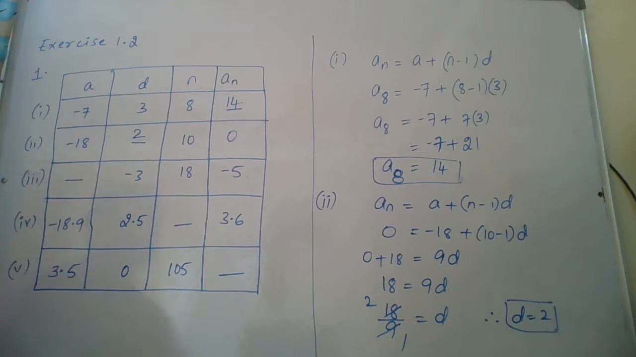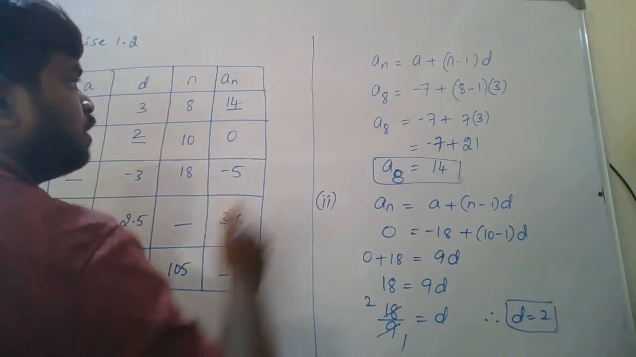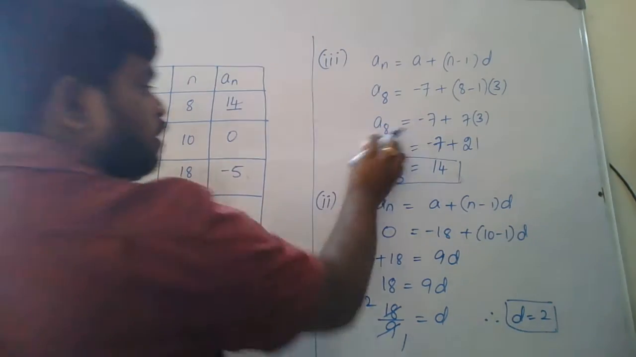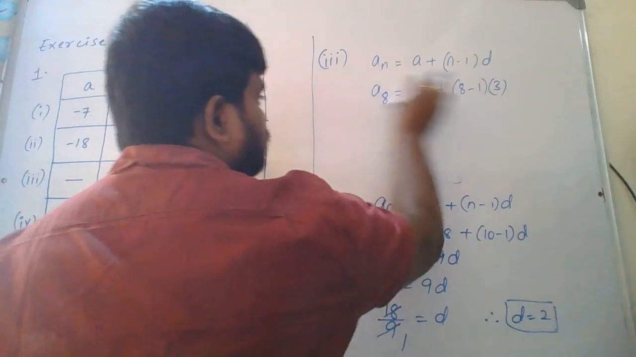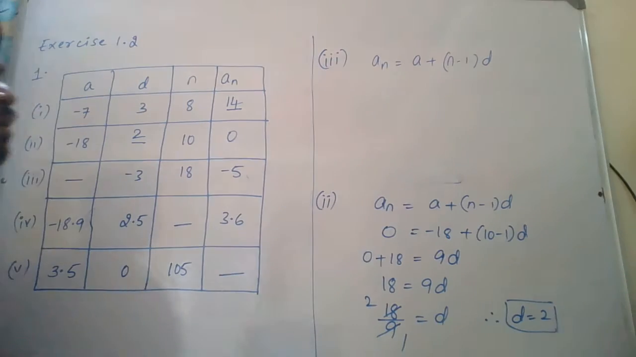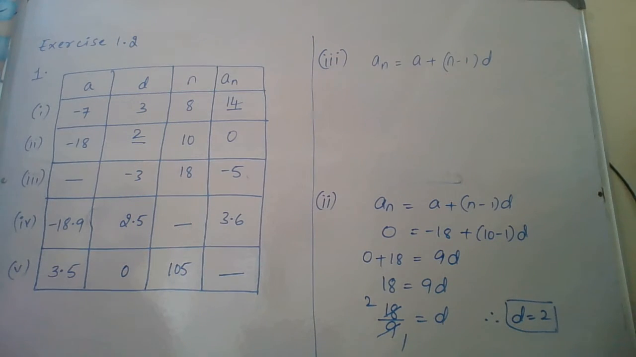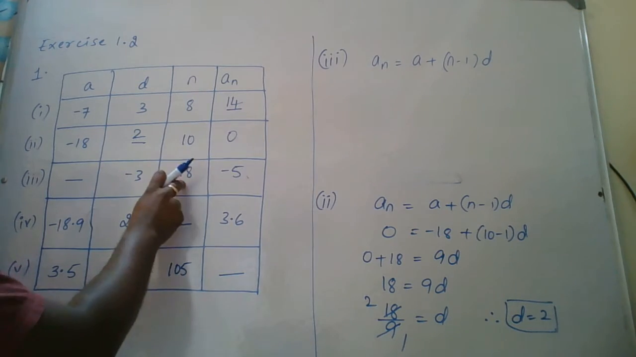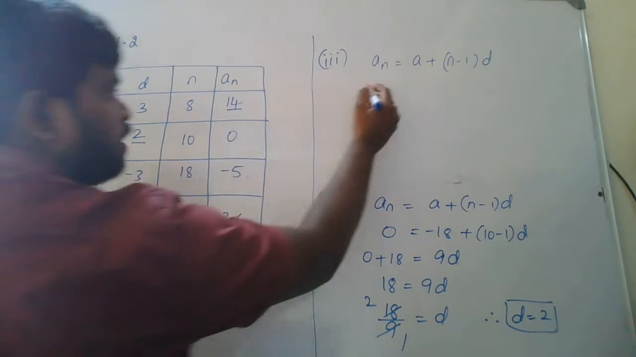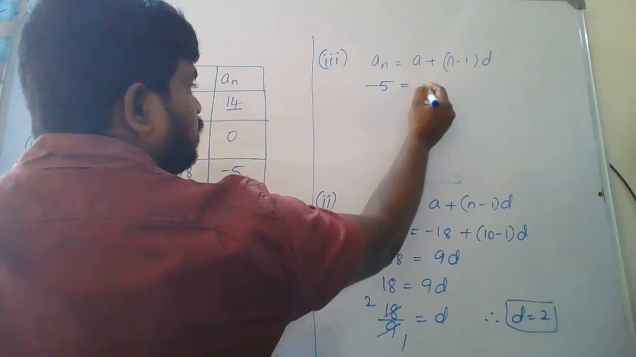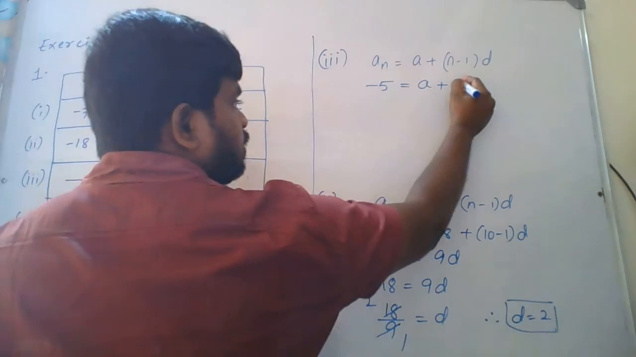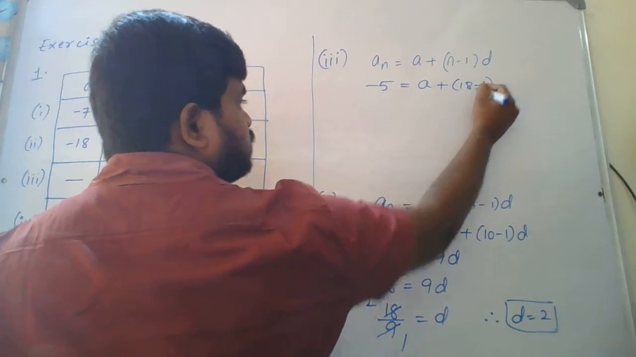Okay. Let's go to the third one. And here we are going to use the same formula. AN is equal to A plus (N minus 1) into D. Here A is not given. D is given, N is given, AN is given. AN is -5 equals A, which is not given, plus N, which is given as 18. So the N value is 18 minus 1.